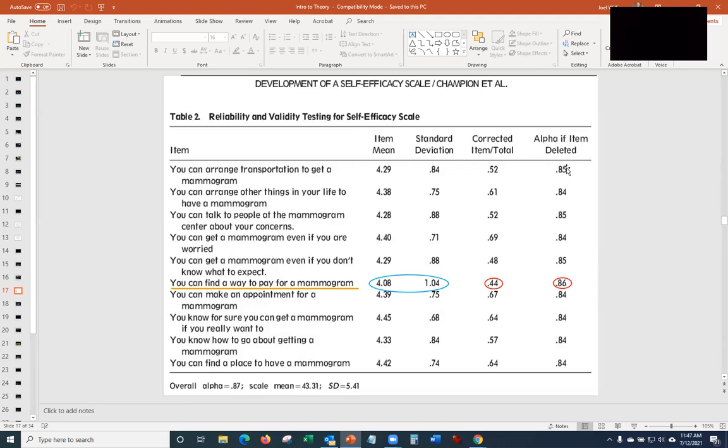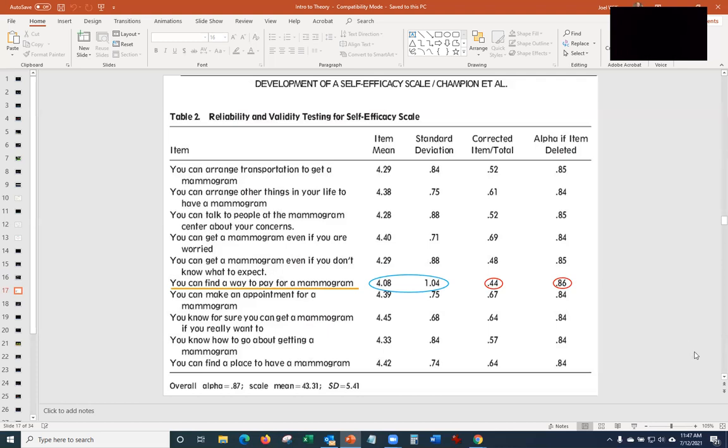But you can see that if we removed any of these items, the alpha is going to go down, and we don't want that to happen. So what that tells us is that if the overall alpha is 0.87, and if we remove any of these items, the overall alpha decreases, then we should not delete any of those items. Now, if we were to see numbers in this far right column that are 0.9 and above, then we might consider deleting some of these items in our scale. So this is a scale development kind of example.